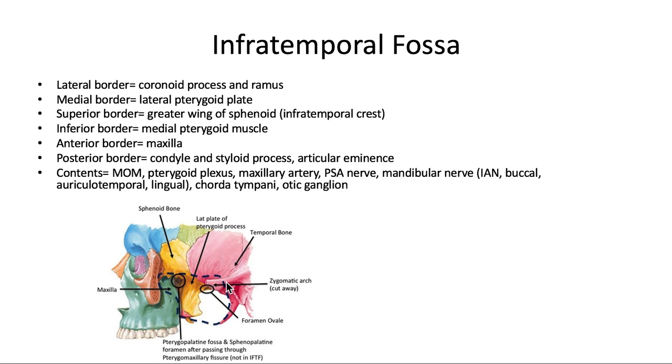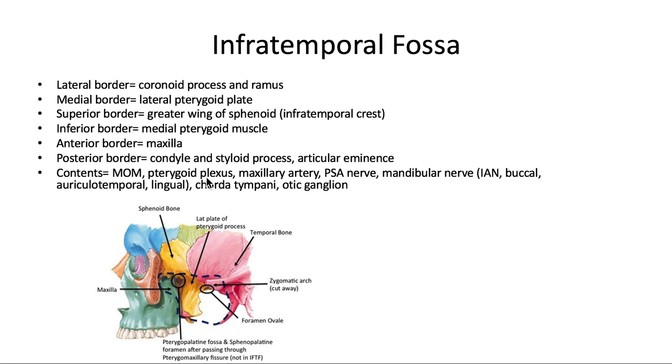So all of these features of the temporal bone, as well as the condyle itself, are creating this posterior border of the infratemporal fossa. Here we have a lot more content. We have all of the muscles of mastication moving through this space. They're occupying it to some degree.